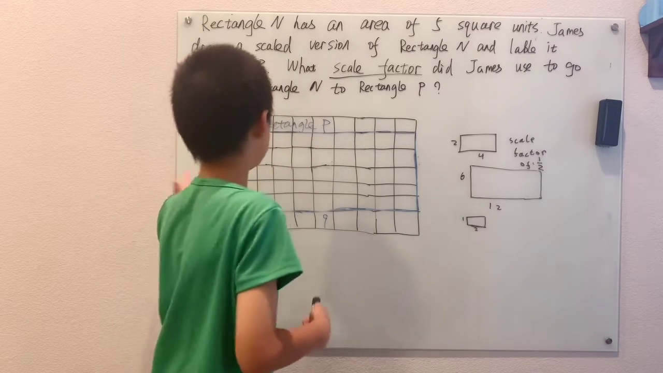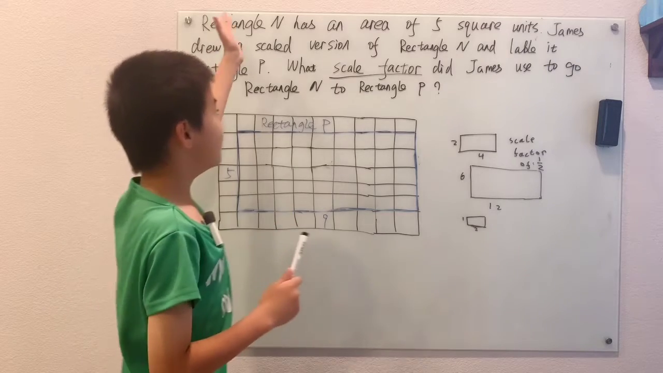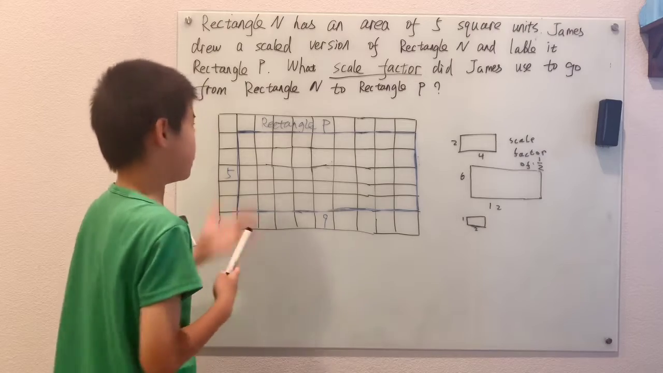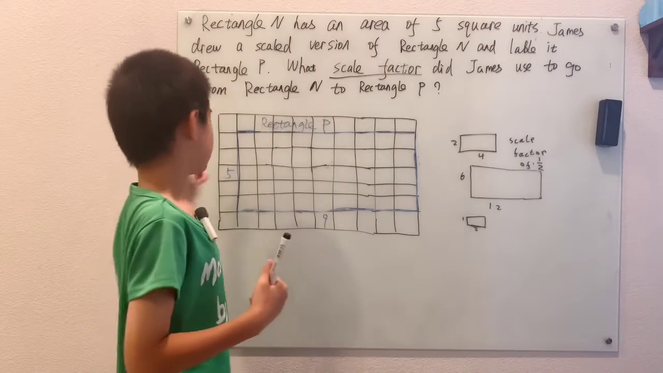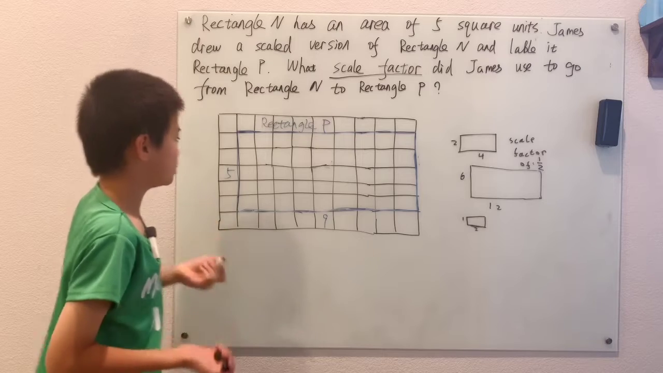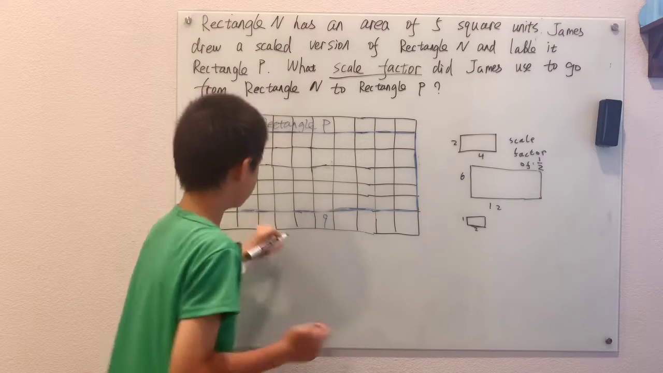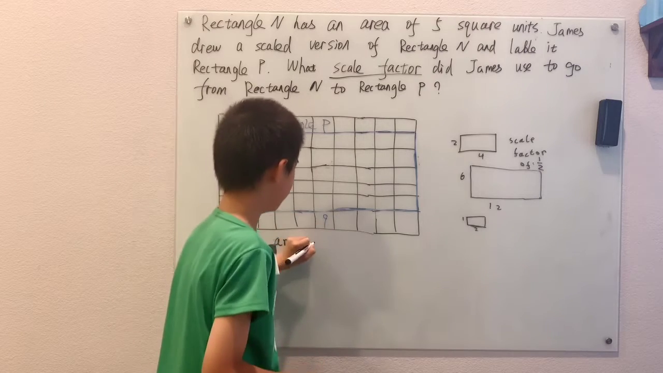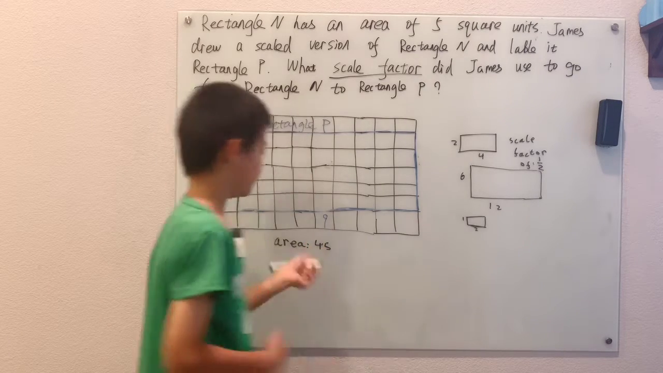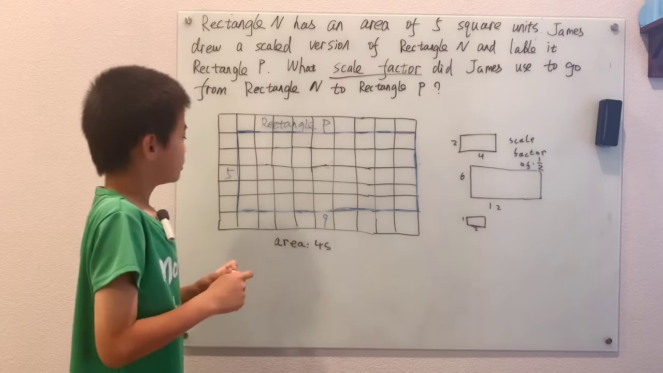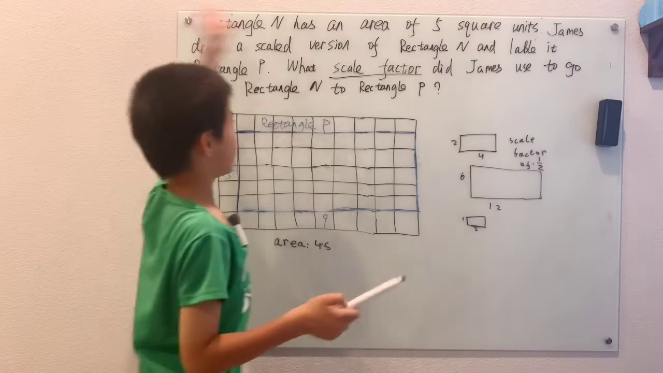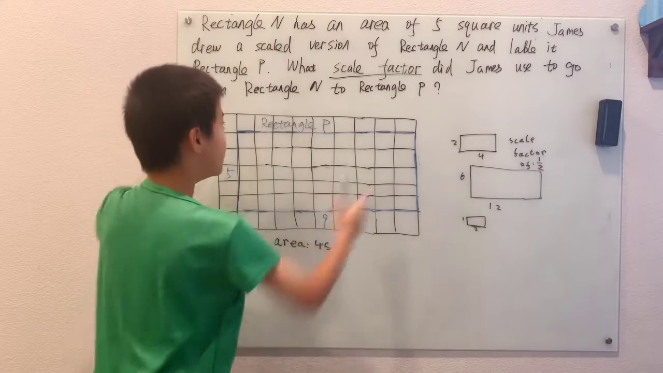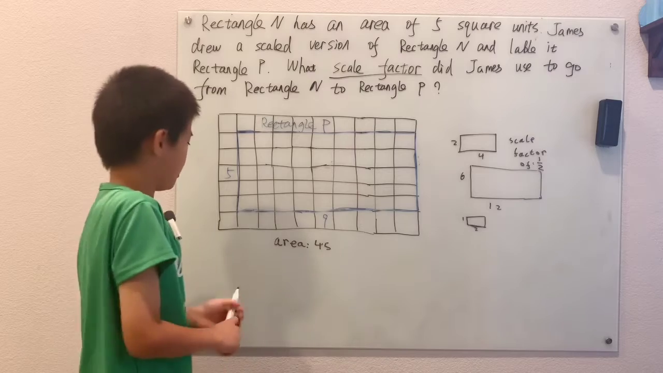Now the same thing can happen here, right? But here's the problem: rectangle N has an area of 5 square units. Well, first of all, if they're talking about area, then you can't compare area to lengths as we have here. So I'll calculate the area. So the area of this geometric shape is 5 times 9, which is 45 square units. So you start with rectangle N, and in the end, you go to rectangle P, which has an area of 45.